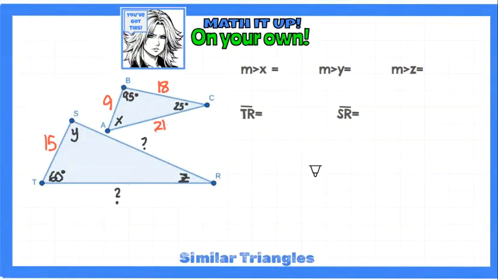And finally, we have our on your own problem. So lots to figure out here. You're going to figure out the measure of angle x here, the measure of angle y, where is it, here, the measure of angle z here, and then you're going to figure out the length of line segment TR, that's from here to here, and the line segment that is SR, which is here to here. So do what you know how to do, work through the problem, and do it while it's all fresh in your mind.